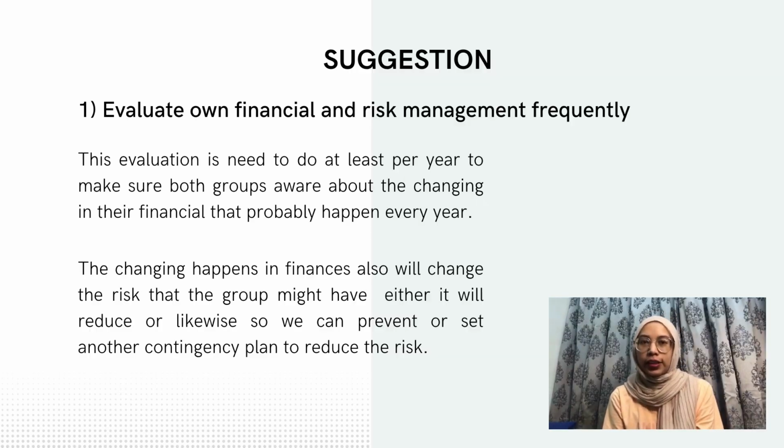The first suggestion is to evaluate their own financial risk and management. This evaluation needs to be done at least once per year to make sure that both groups are aware of the changes in their finances that probably happen every year. The changes in their finances will also change the risk that the group might face in the future, either reducing or increasing it, so we can prevent it or set another contingency plan if the risks are getting higher.